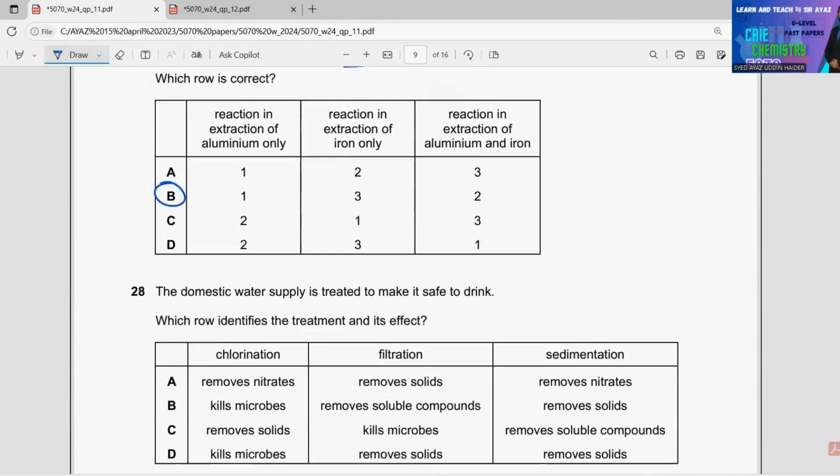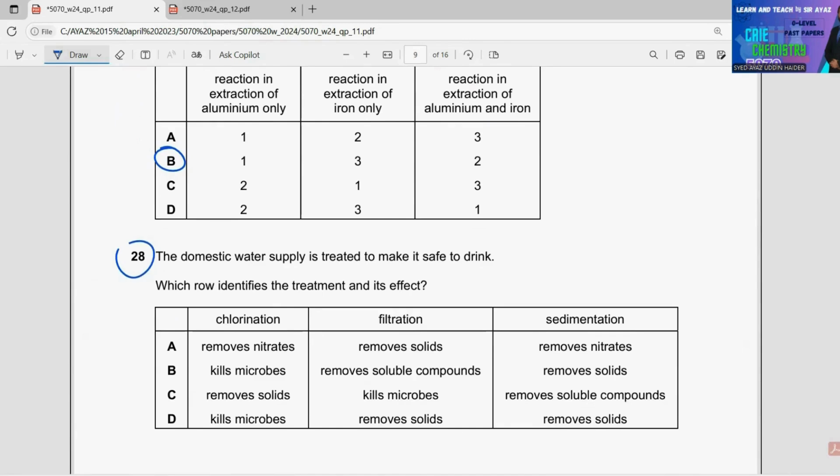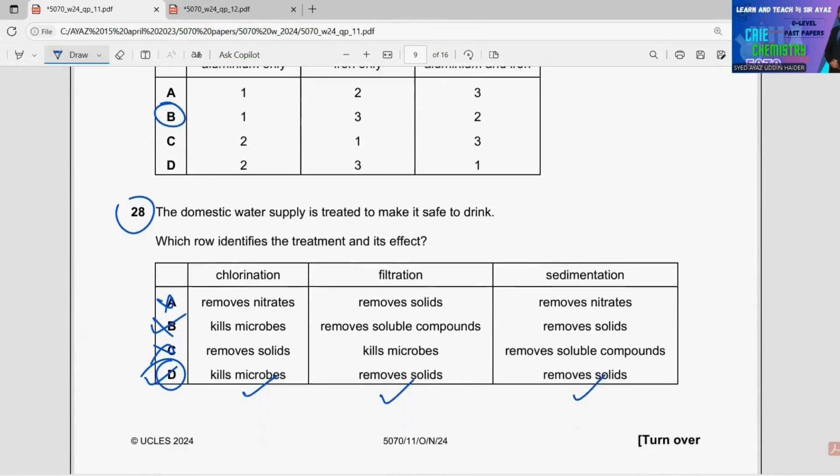Moving to the next MCQ, which is 28. The domestic water supply is treated to make it safe to drink. Which row identifies the treatment and its effect? Chlorination. You know, chlorination kills microbes. So either B is correct or D is correct. Both A and C are incorrect. No need to look at the other statements for A and C. Let's come to B. Filtration. It removes soluble compounds. This is incorrect. So no need to look further. D must be the right answer in this case. Chlorination kills microbes. Filtration removes solids. Sedimentation removes solids. Both are correct.